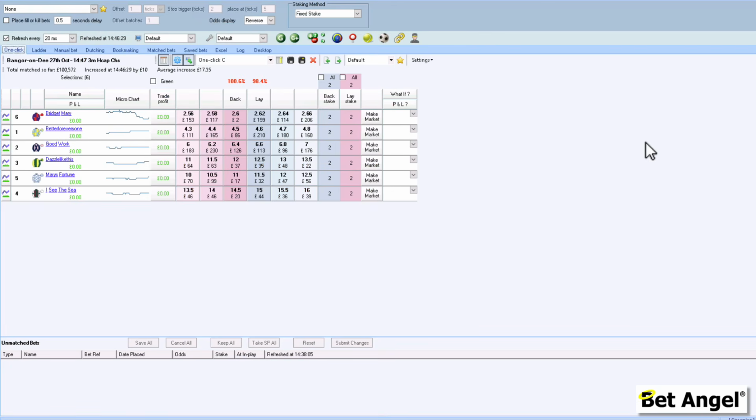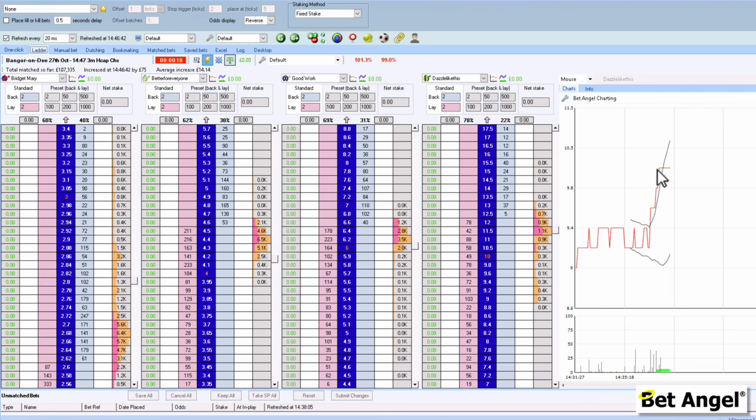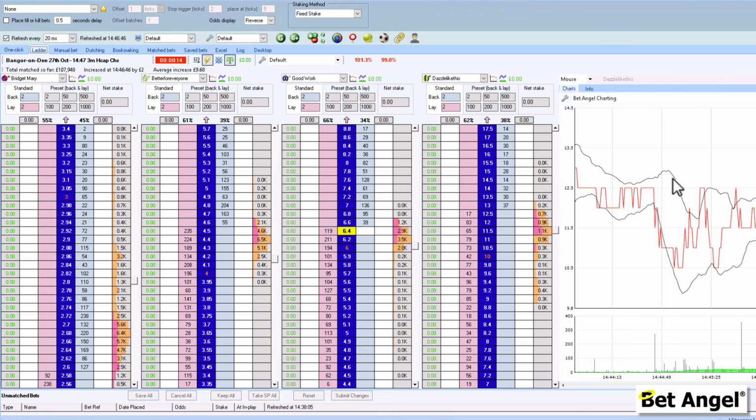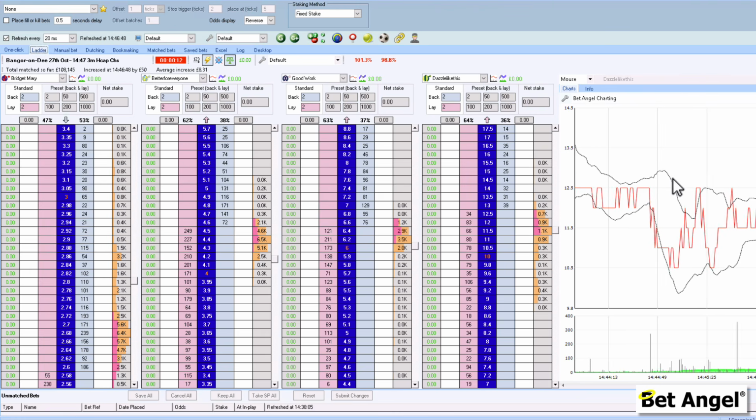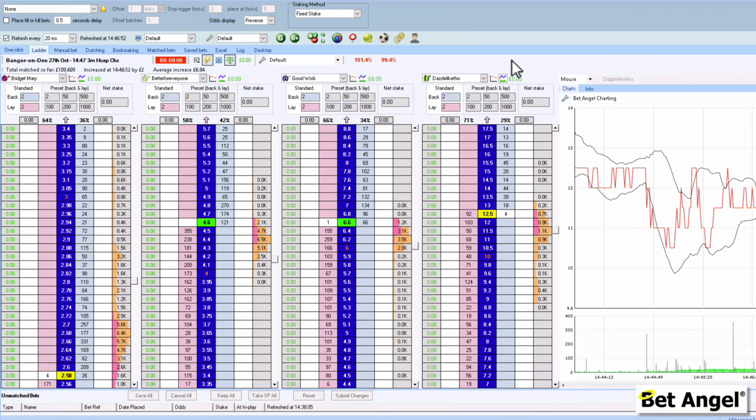So when you're looking at the one-click screen, the advanced charting you can find over here, and on the ladder you can find it over here. But you can also bring up the enhanced ladder, which displays charting to the right hand side edge. So that can be particularly helpful. But you could also display this information as well as bring up another chart if you wanted to.